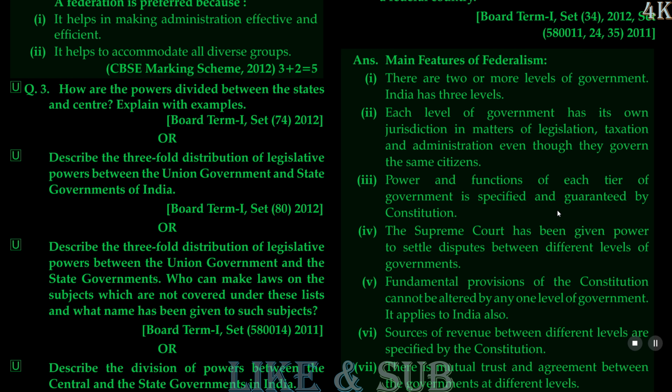4. The Supreme Court has been given power to settle disputes between different levels of governments. 5. Fundamental provisions of the Constitution cannot be altered by any one level of government. It applies to India also. 6. Sources of revenue between different levels are specified by the Constitution. 7. There is mutual trust and agreement between the governments at different levels.